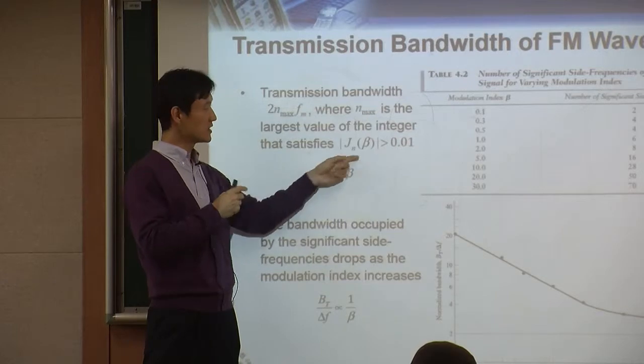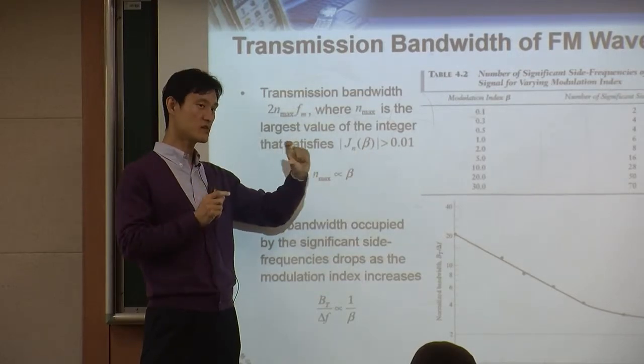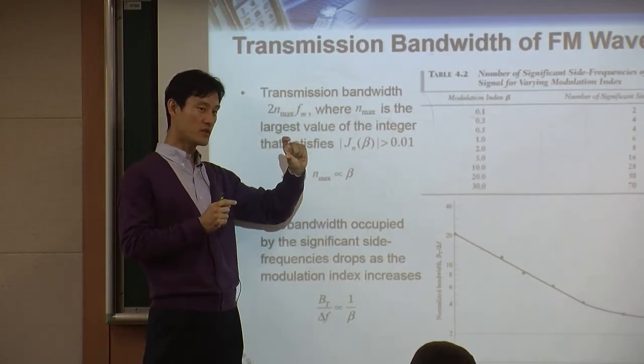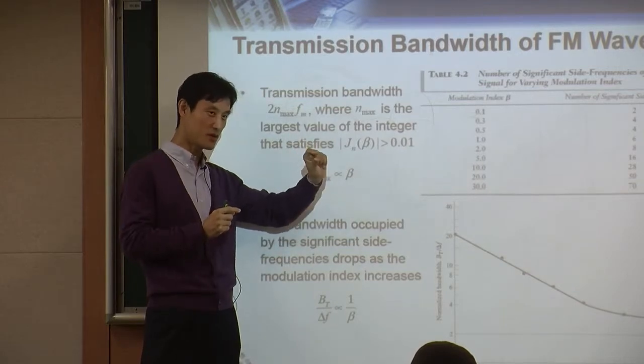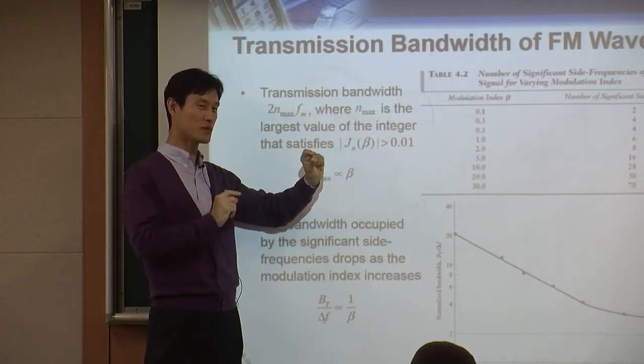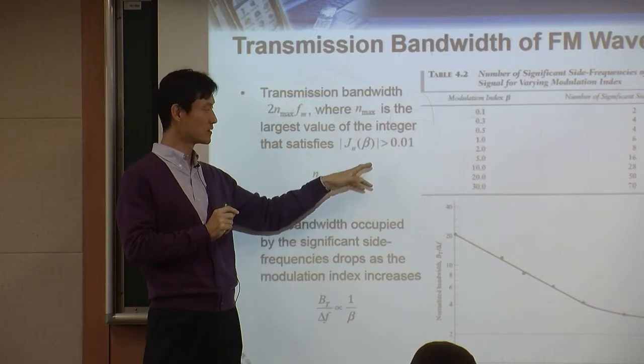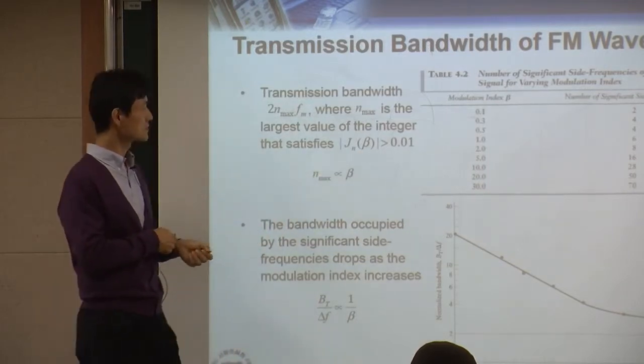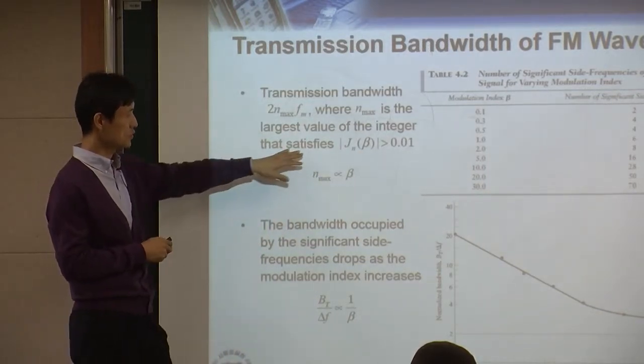Put it in other words, if you see a certain frequency component, but that frequency component has a very small amplitude, like less than 1%, you can remove it. That's what that means.